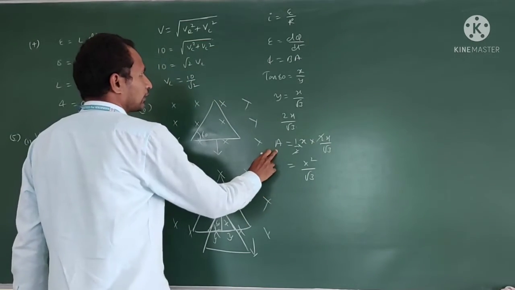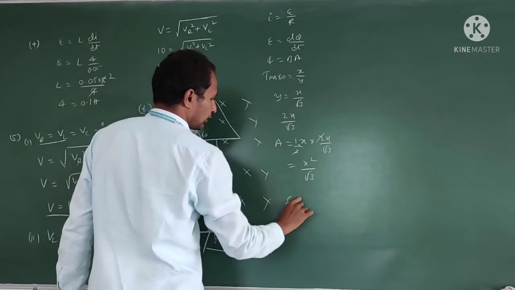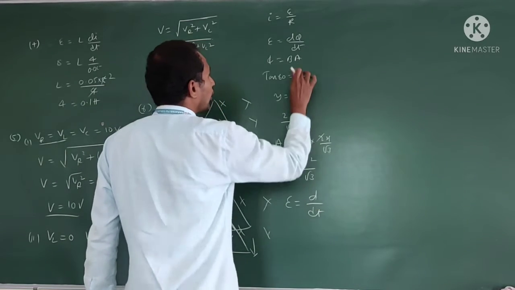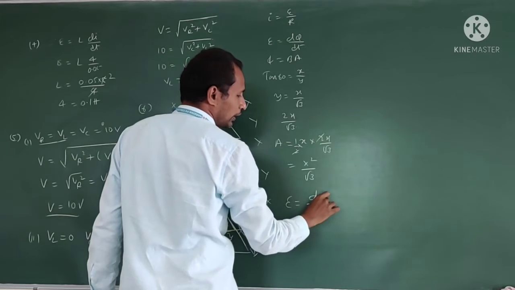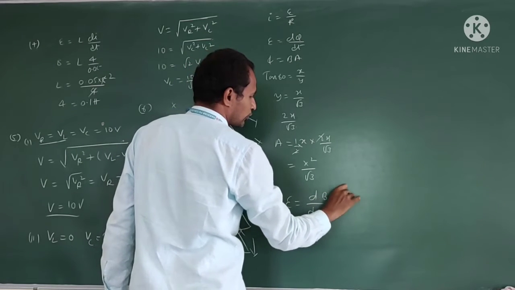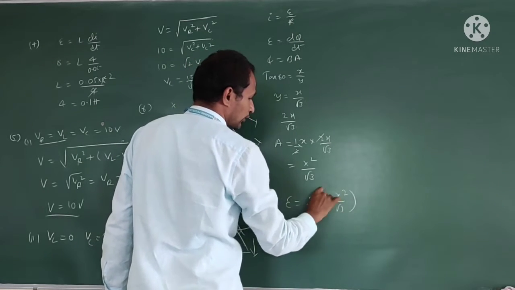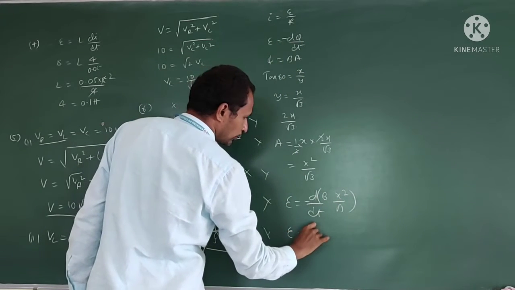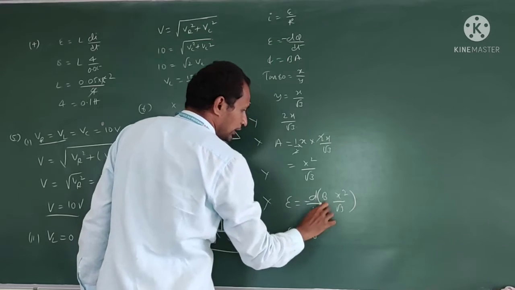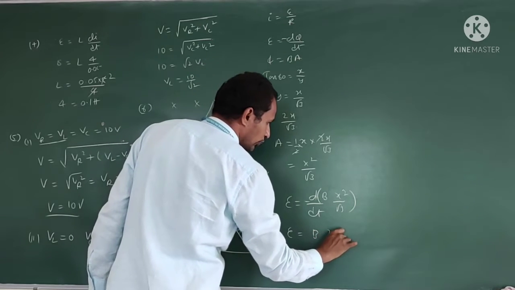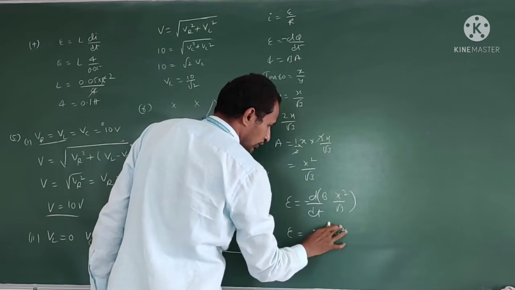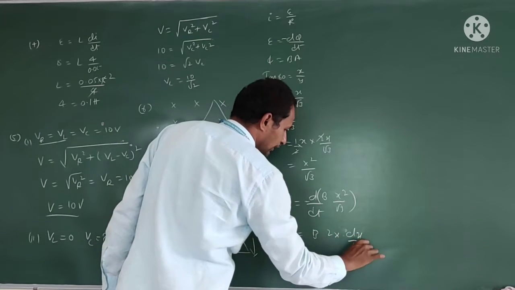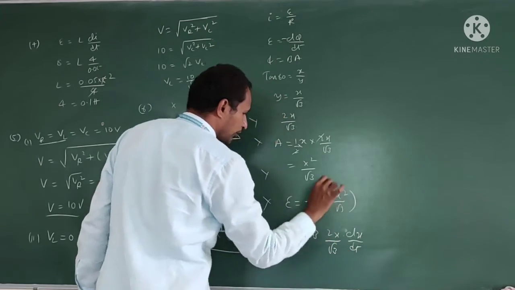We got the area A, substitute here. E is equal to d by dt of B into A, with A being x square by root 3. So this is minus, right? So E is equal to, B is outside, differentiate this: 2x into dx by dt, divided by root 3, with a minus sign.